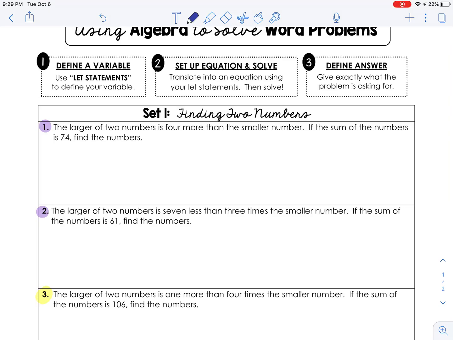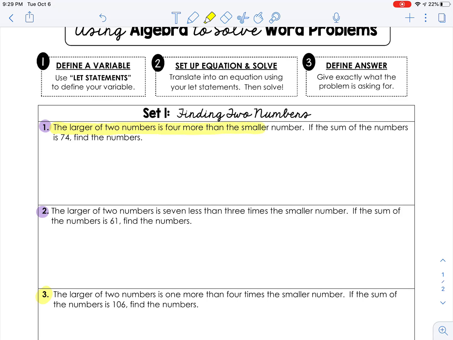Today we're going to talk about how to solve algebraic word problems. So our first problem, we have two numbers that we're trying to find the value for. We have a larger number and a smaller number. So the way that we'll always start is we'll always create our variables.